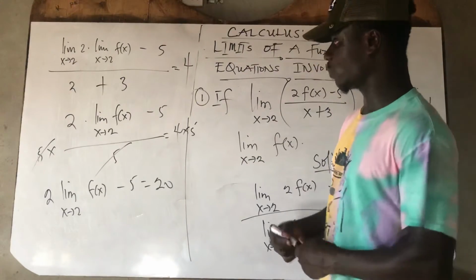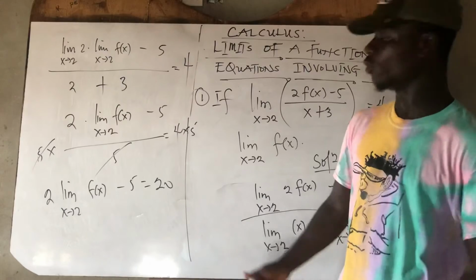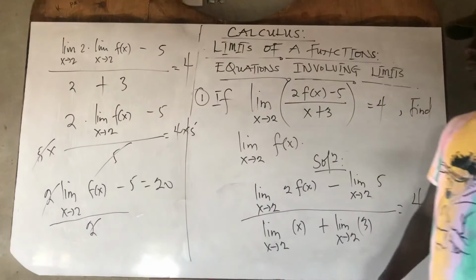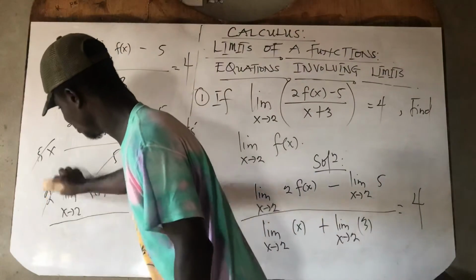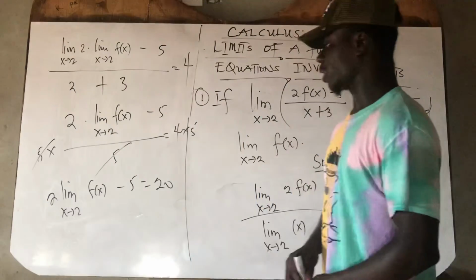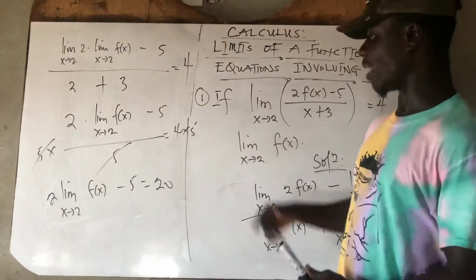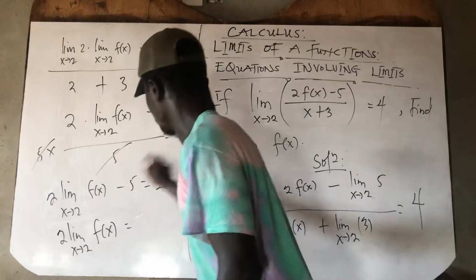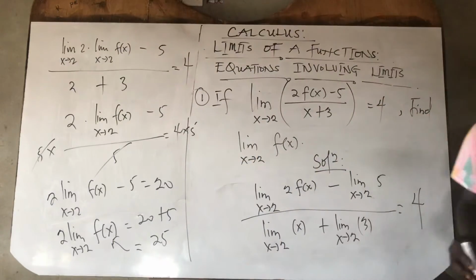So now, let's proceed. So this one comes to the right hand side. Or you can divide here by 2, so that this one cancels. Okay, bring this one here. I thought this one is attached to this one. Sorry. So let's send this 5 to the right hand side. So I have 2 times the limit as x approaches 2 of f(x) equals, I'll get 20 plus 5, which is 25. Right. Let me clean this place.